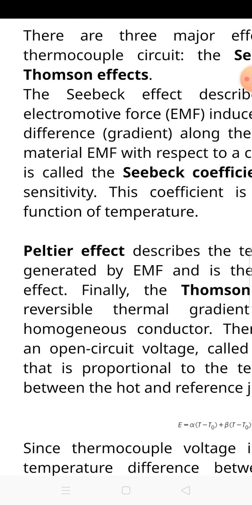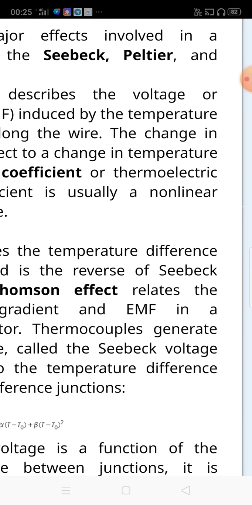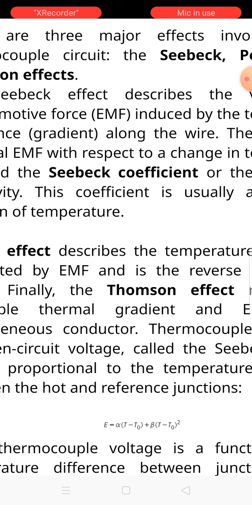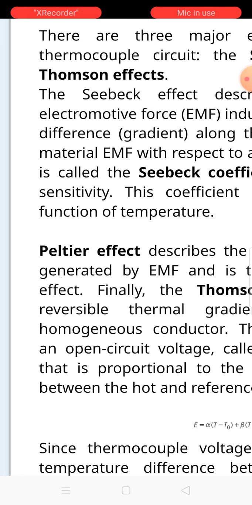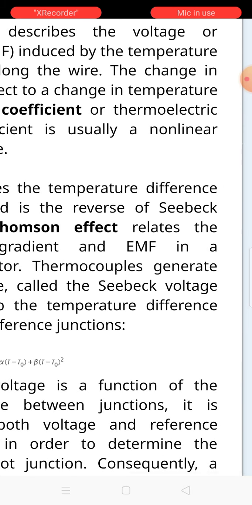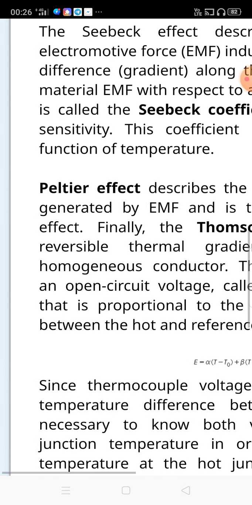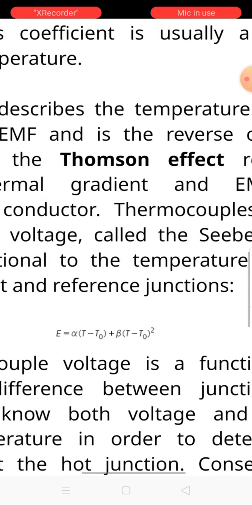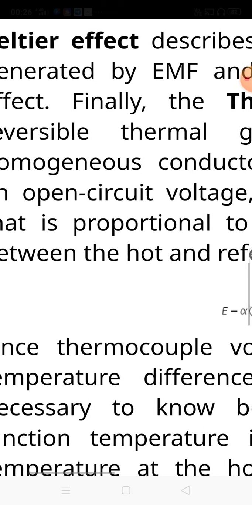The Peltier effect is also known as the reverse Seebeck effect. That means here you give a voltage drop between the junctions and a temperature difference can be generated between the junctions. And finally, the Thomson effect relates the reversible thermal gradient and EMF in a homogeneous conductor. Thermocouples generate an open circuit voltage called the Seebeck voltage that is proportional to the temperature difference between the hot and reference junctions. The equation is broadly seen as V equals C times [alpha (T minus T naught) plus beta (T minus T naught) squared].